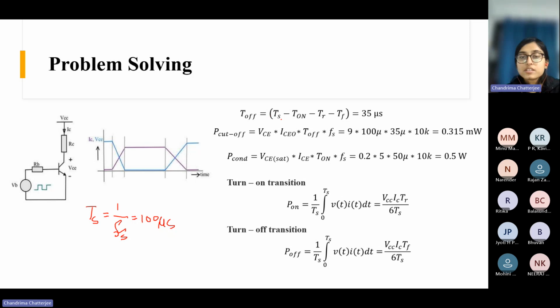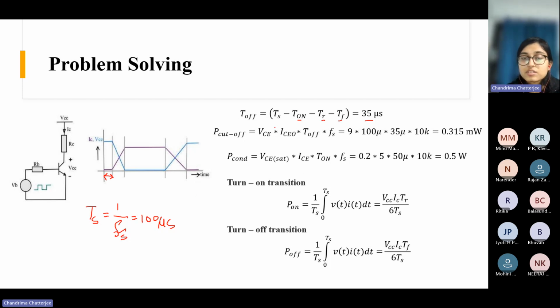So we have TS, we have this T on, which is given as 50 microsecond. We have TR, we have TF. Subtracting all of this from TS, we get 35 microsecond. This is our off time, right? This time I am talking about, this time and this portion also.